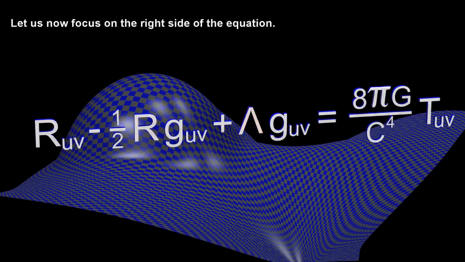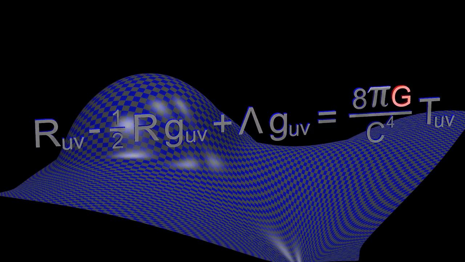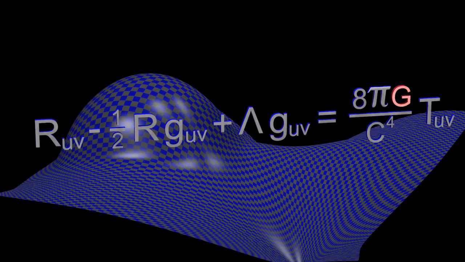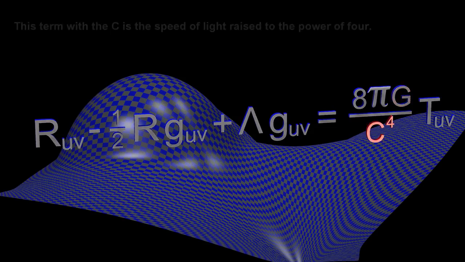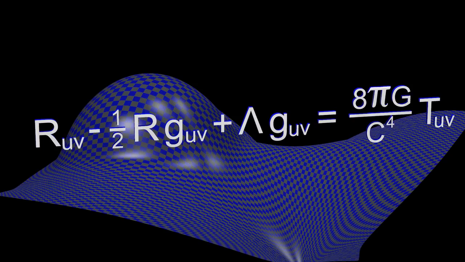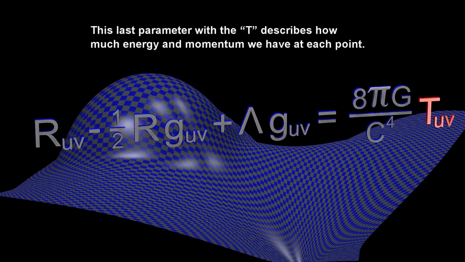Let's now focus on the right side of the equation. Capital G is the gravitational constant, and it's the same gravitational constant that appears in Newton's equation for gravity. This term with the c is the speed of light raised to the power of 4. This last parameter, with the t, describes how much energy and momentum we have at each point.